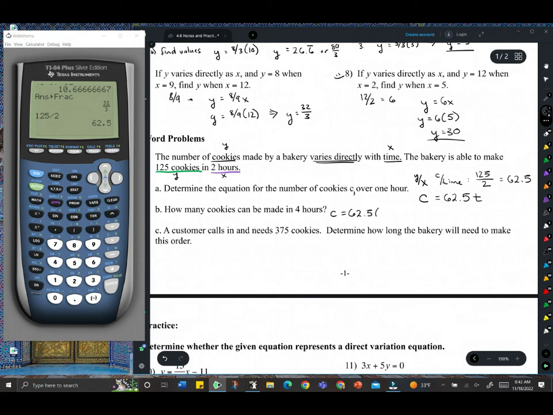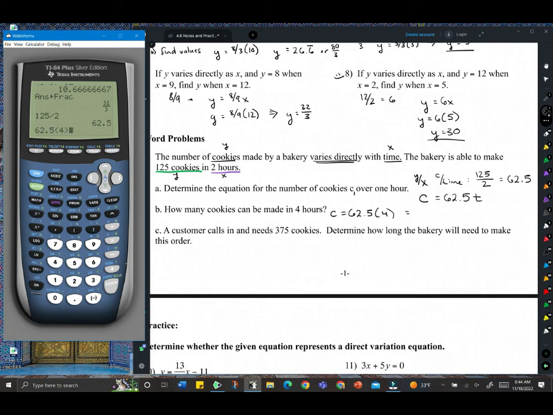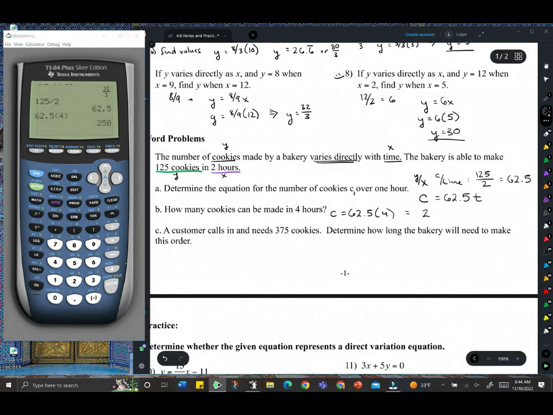So what we know is c is equal to 62.5 times 4 if we want to find how many cookies can be made in 4 hours. So we just multiply 62.5 times 4, and you can pump out 250 cookies in 4 hours.